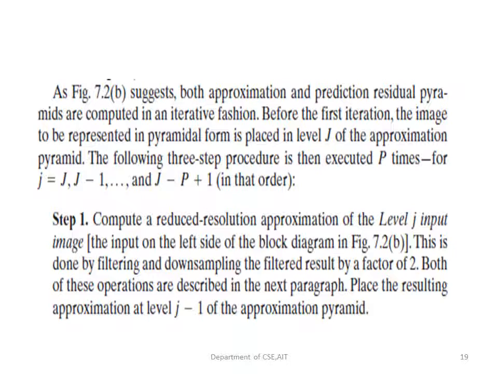So what happens in step 1? First we compute a reduced resolution approximation of the level j input image, which is the input on the left side of the block diagram in the figure. This is done by filtering and then downsampling the filtered result by a factor of 2. Both of these operations are described next. We then place the resulting approximation at level j minus 1 of the approximation pyramid.